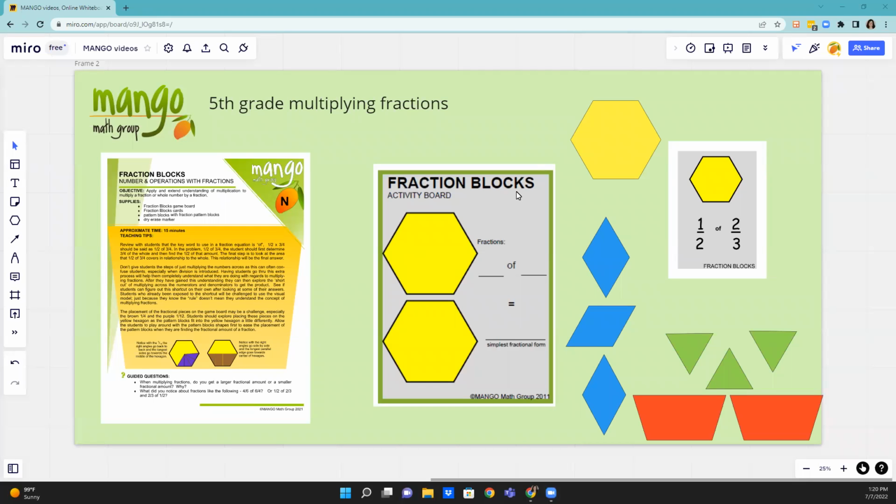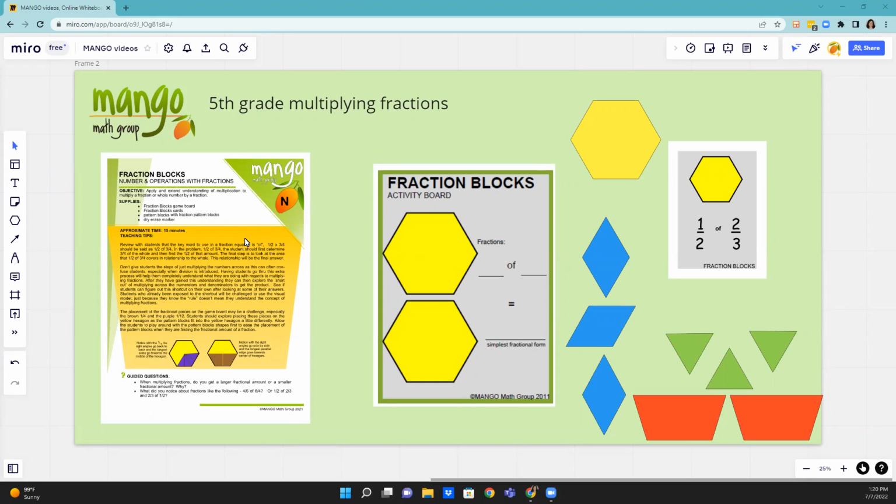Hello, this is Mary with Mango Math, and we are doing a fifth grade game on multiplying fractions called Fraction Blocks. Within this game, we are using actual fraction blocks to show what students are doing when they're multiplying fractions.